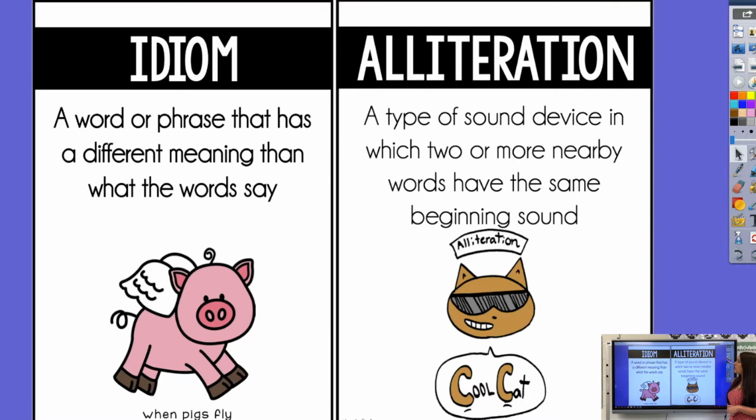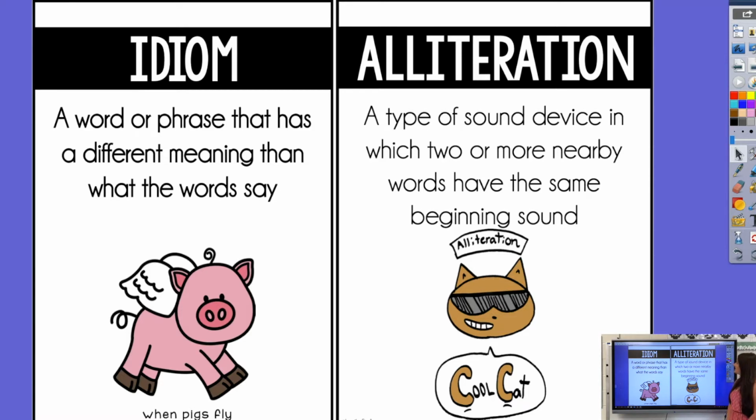An idiom is a word or phrase that has a different meaning than what the words say. So when pigs fly, it's not literal, right? Pigs can't fly. You guys already know that. But it just means there's a small chance this is going to happen, because pigs can't really fly.